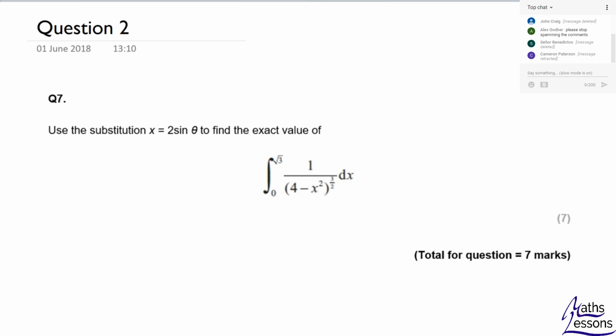Okay, another substitution. This one's a little bit more interesting. It's a 7 marker. I'll give you 4 minutes to have a go at this. If you think you're getting somewhere and you want to finish it off, just pause the stream. You can catch up later and finish it off. Obviously, if you're not getting anywhere after 4 minutes, you'll probably be wanting to hear the answer anyway. Give you 4 minutes to have a go at this one.